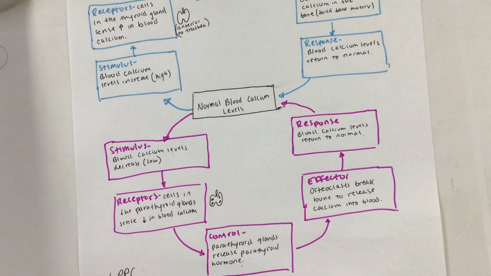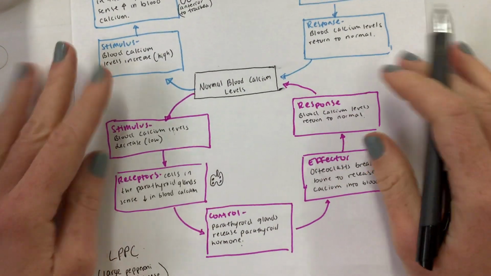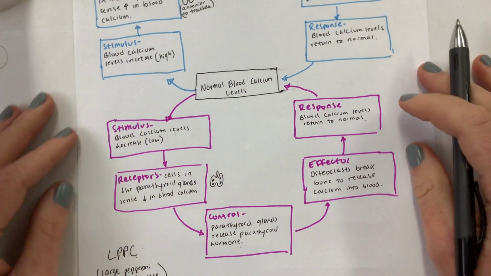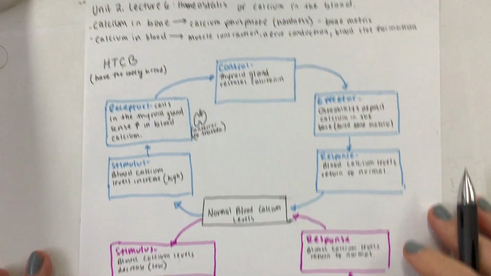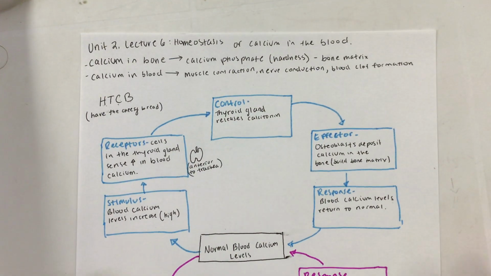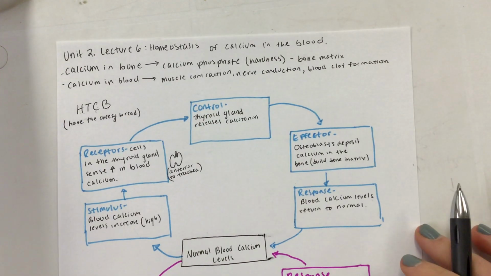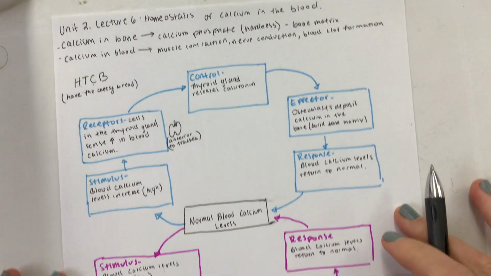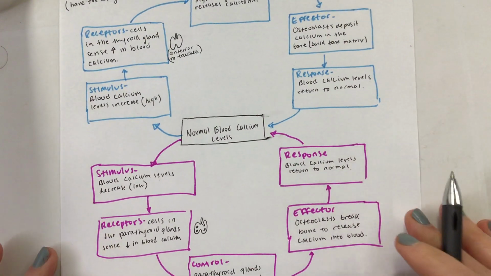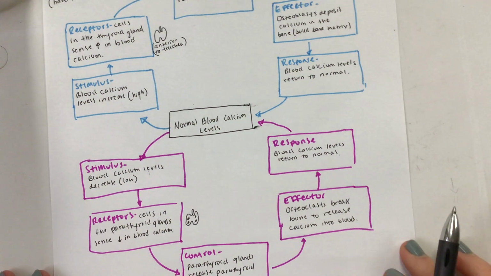Normal blood calcium levels can be maintained with these feedback loops, the blood and the bones working closely together, and a bunch of your endocrine glands and hormones, so all interconnected. All right, and that's it. So now you can go ahead and work on the worksheet to just practice this and see how well you know it.